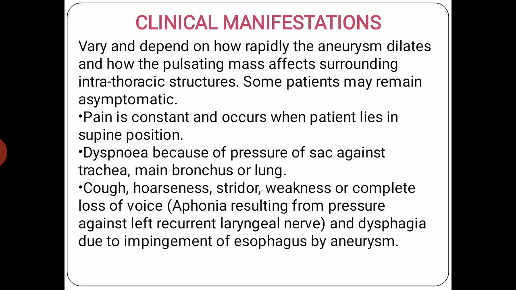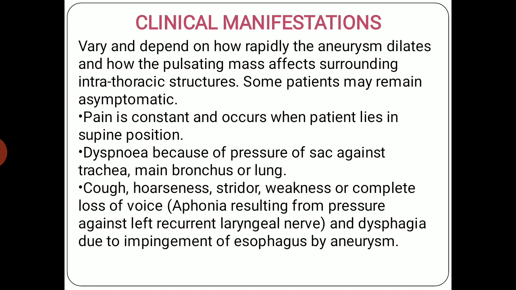जो अभी मैंने बोला कि because of that dilating artery वो aorta वो heavy हो जाएगा, and this heavy sac will cause pressure on the trachea as well as the bronchi or the main bronchus or lung, so this will lead to dyspnea. Then cough, hoarseness of voice or stridor or weakness or complete loss of voice, which is known as aphonia, and dysphagia may be because of the impairment of the esophagus by the aneurysm.